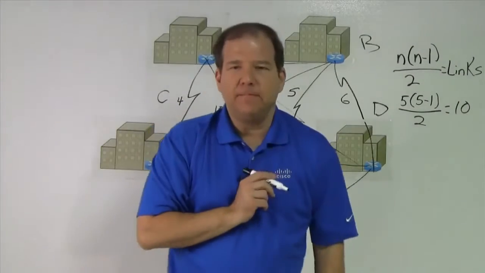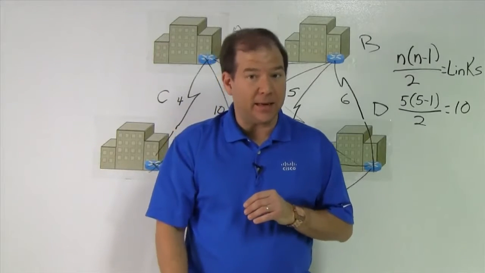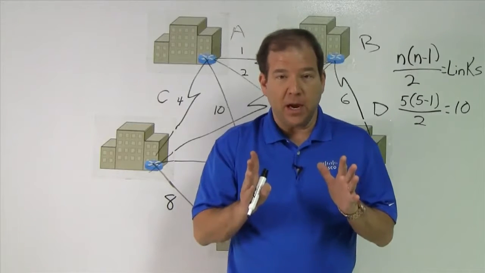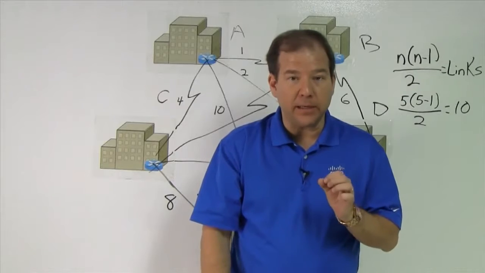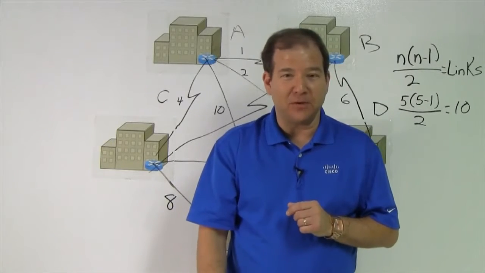Let me have you try it. You might want to pause the video and let's assume that you have 10 sites. My question for you is this: if you have 10 sites and you want those sites to be fully meshed together, how many links would you have to have? Go ahead and pause the video, do the math, and come back for the answer.